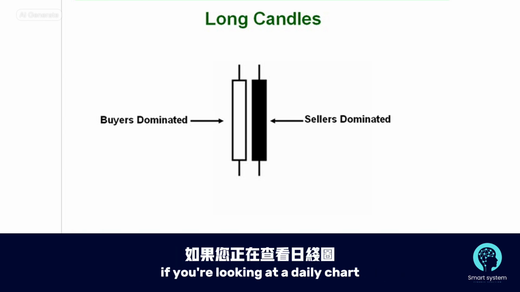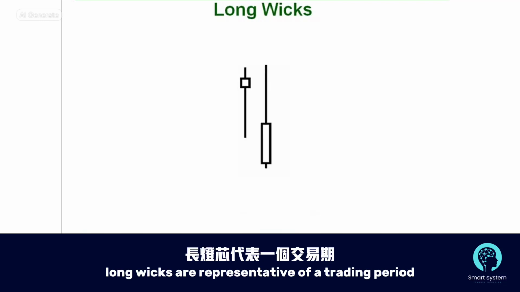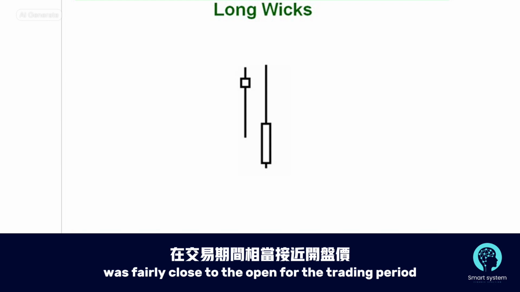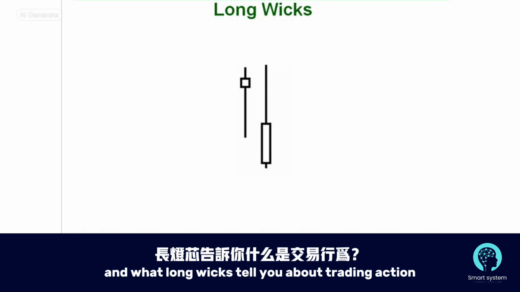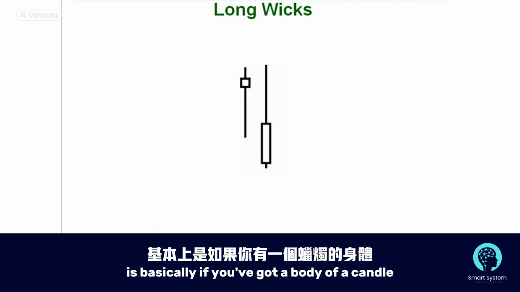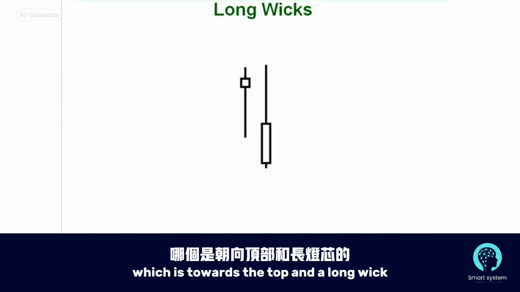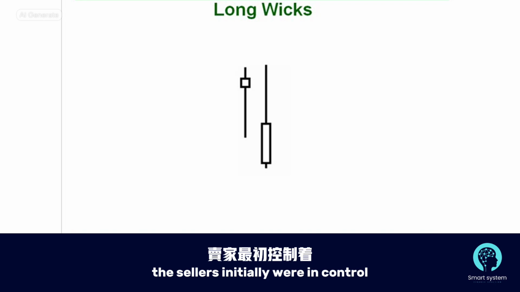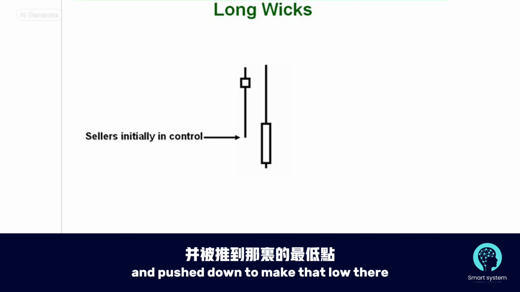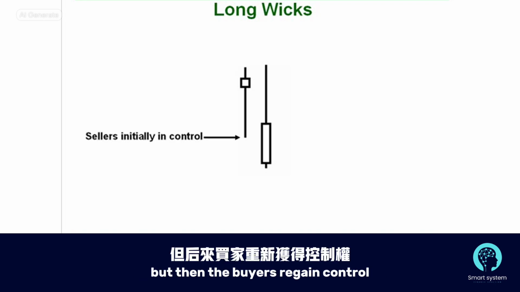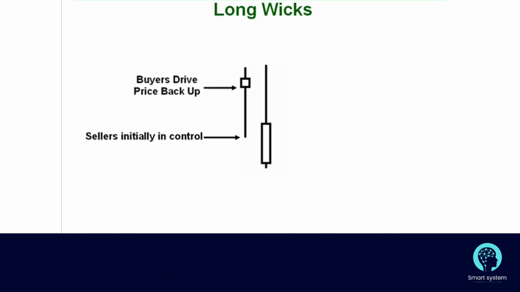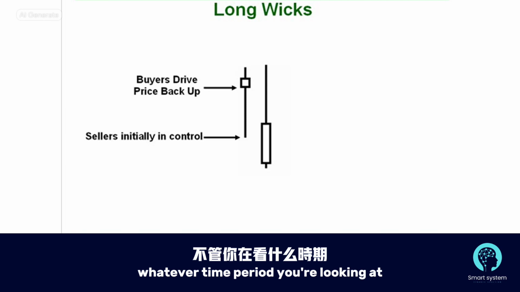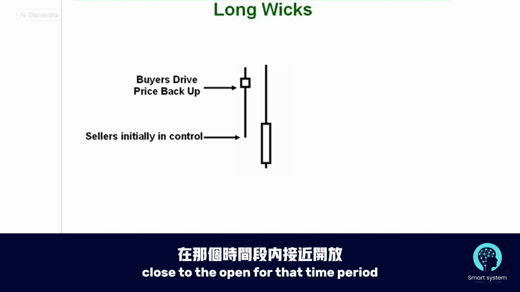If you're looking at a daily chart, long wicks are representative of a trading period where there was a lot of action, but the close at the end of the day was fairly close to the open for the trading period. What long wicks tell you about trading action is basically if you've got a body of a candle towards the top and a long wick on the bottom of the candlestick, then this is indicative of a market where the sellers initially were in control and pushed down to make that low there. But then the buyers regained control and pushed prices back up to close the time period, whatever time period you're looking at, close to the open for that time period.